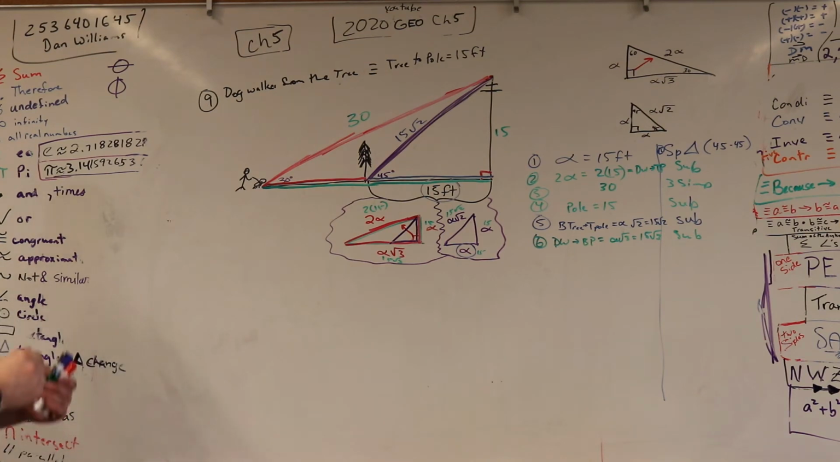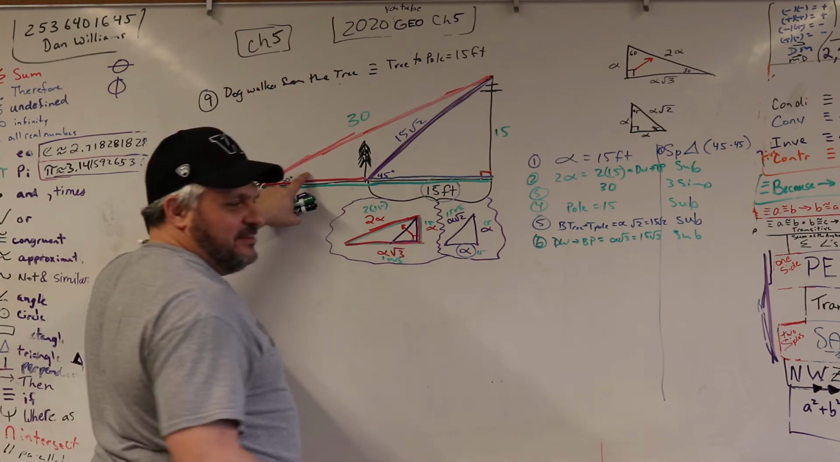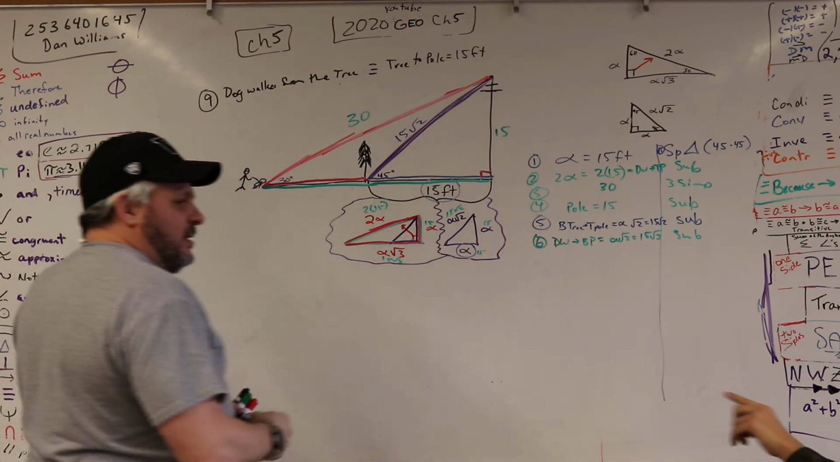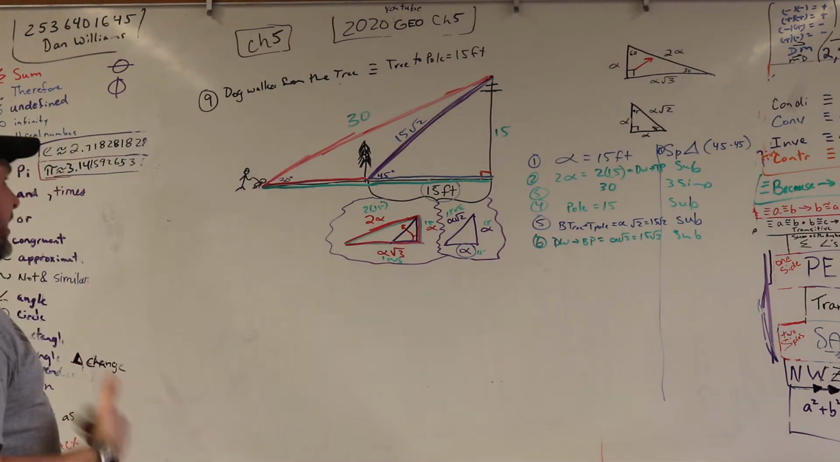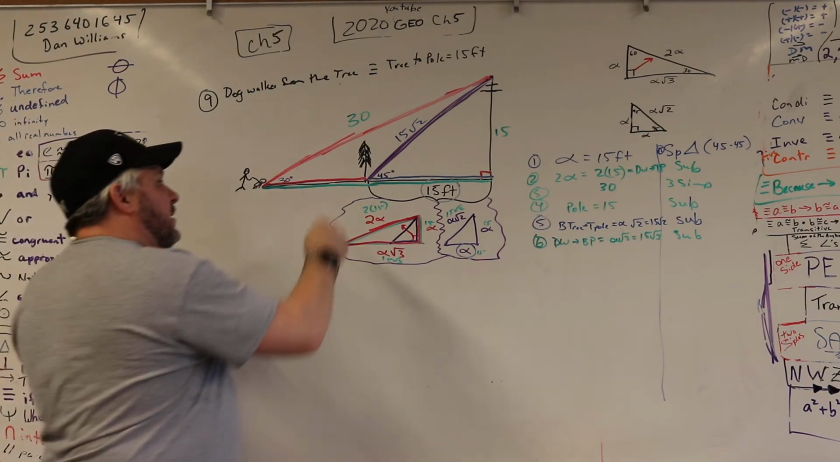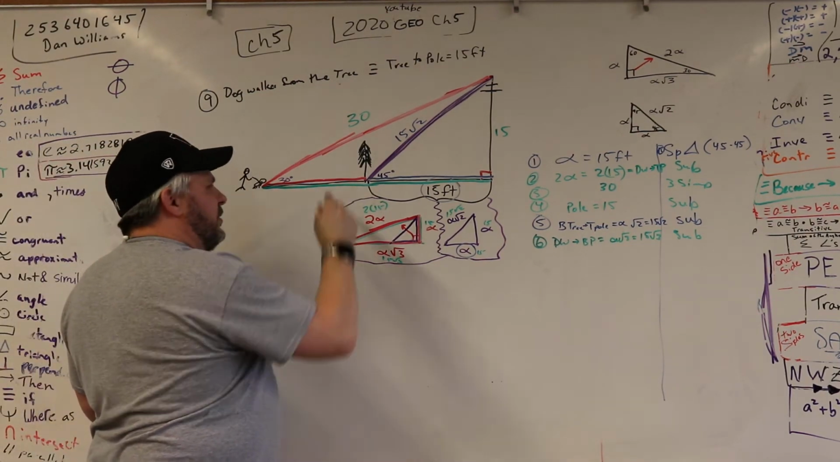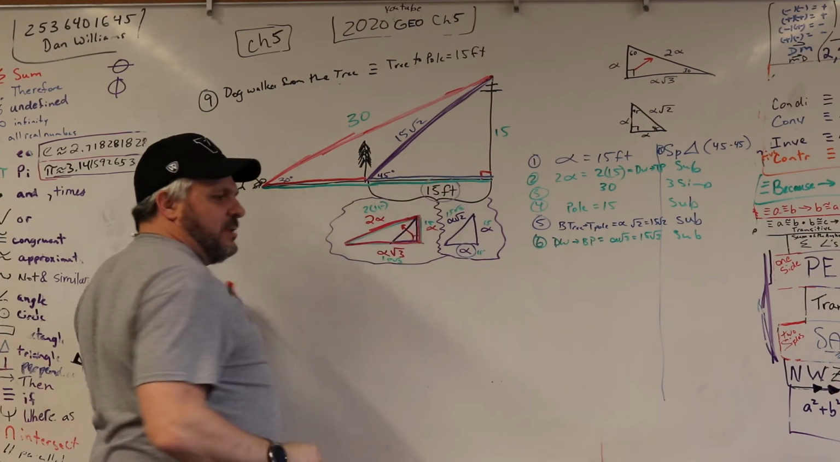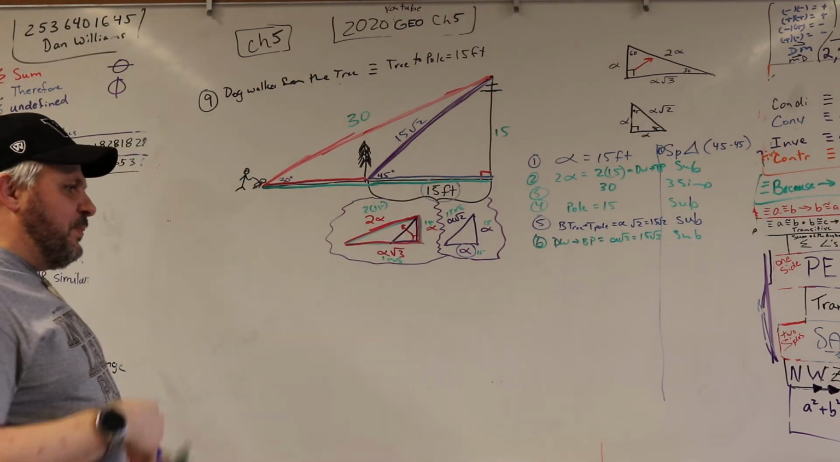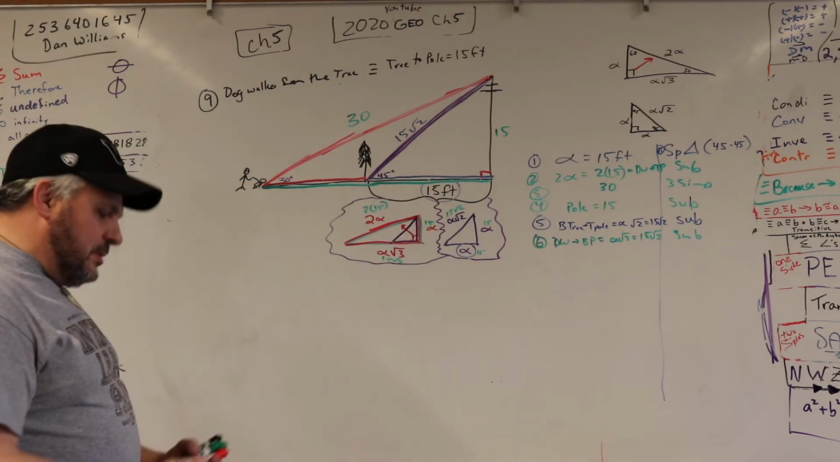So, what do we know? How far is it from the dog walker to the tree? How do we find that? We know red. Oh, we don't know red. We know green and we know blue, right? Isn't it red plus blue equals green? Yeah, or you can split green.